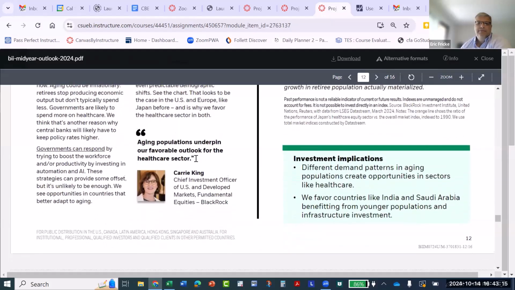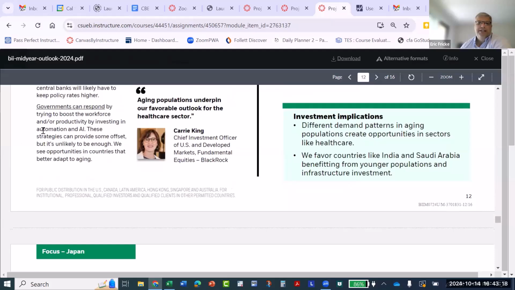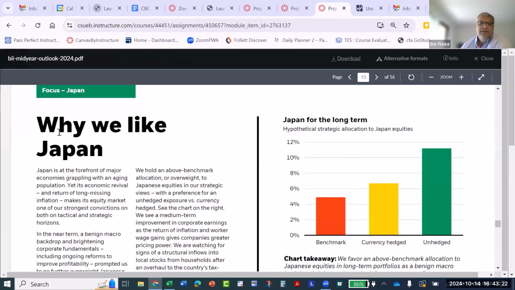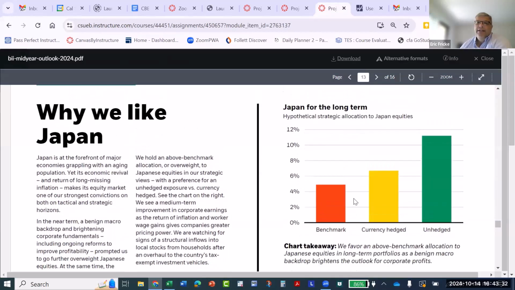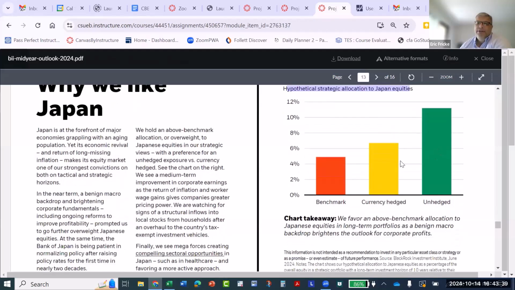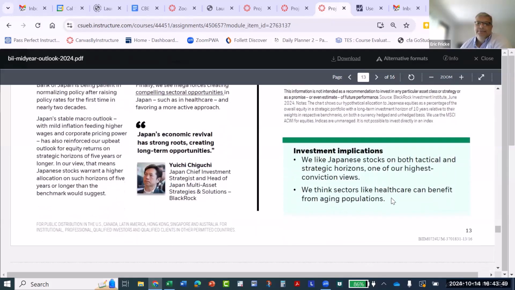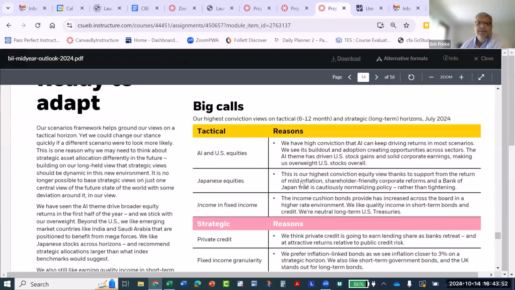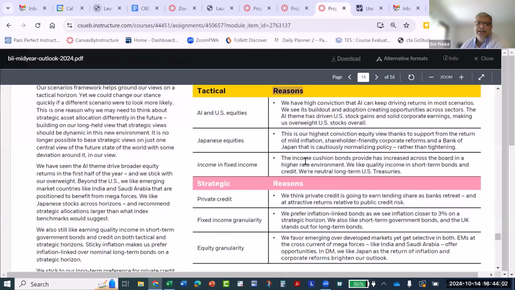Demographics. You see, investment strategists, they look at a lot of information. They like Japan. So you probably want to have a Japan ETF. And look at this, hypothetical strategy allocation to Japan equities. You can either do a currency hedged one or an unhedged one. And so they talk about that a little. Let's see. Here they talk about some of their big calls, and here they give the reasoning behind them. So that's a good source of information on here, right?